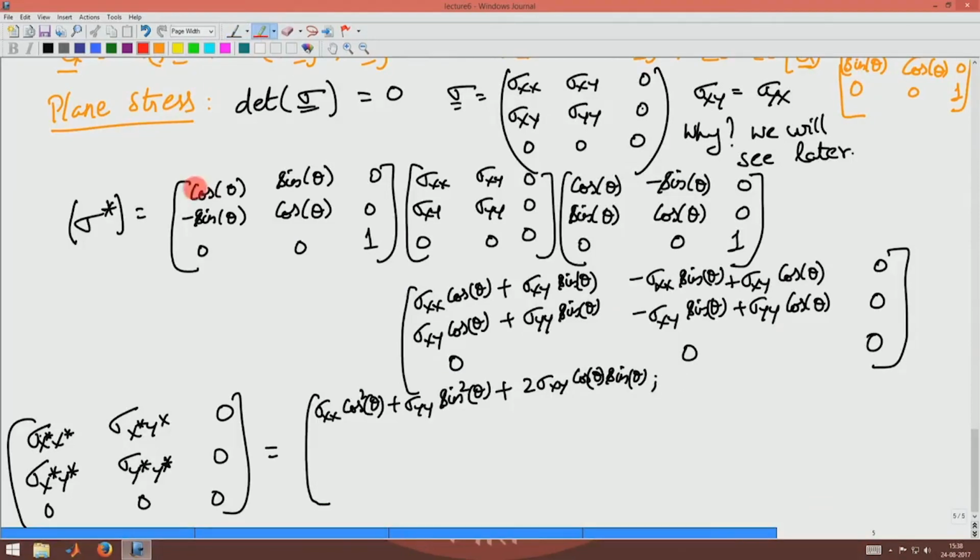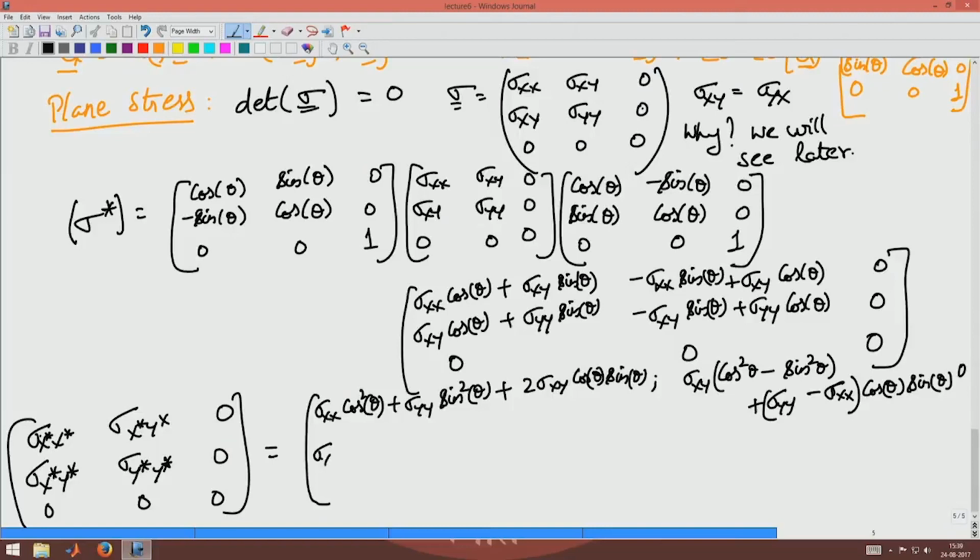The second term would be this multiplied with this column. So, that will be sigma xy into cos square theta minus sin square theta, plus sigma yy minus sigma xx into cos theta sin theta, and the third component is going to be 0.